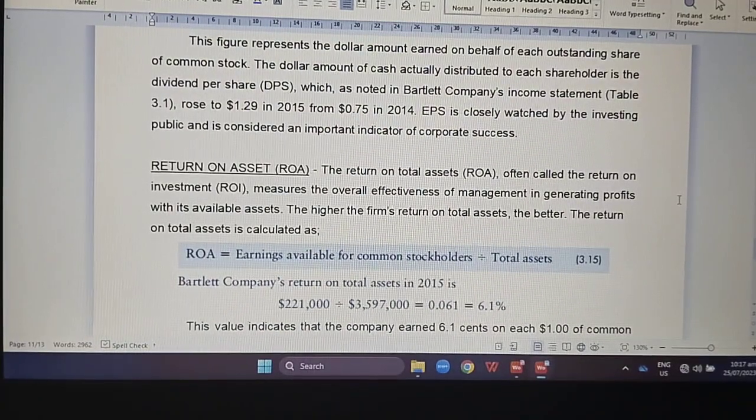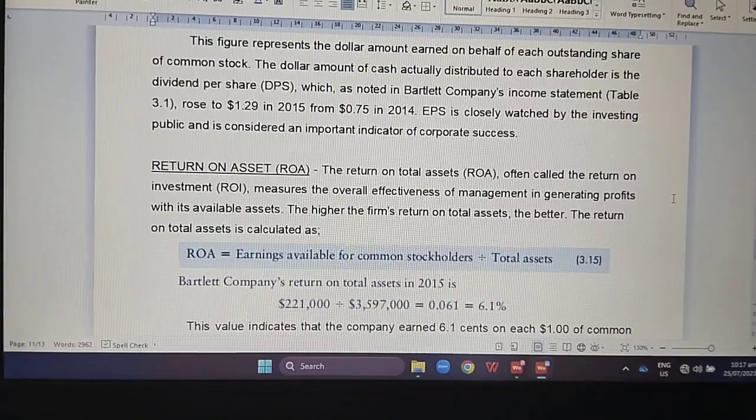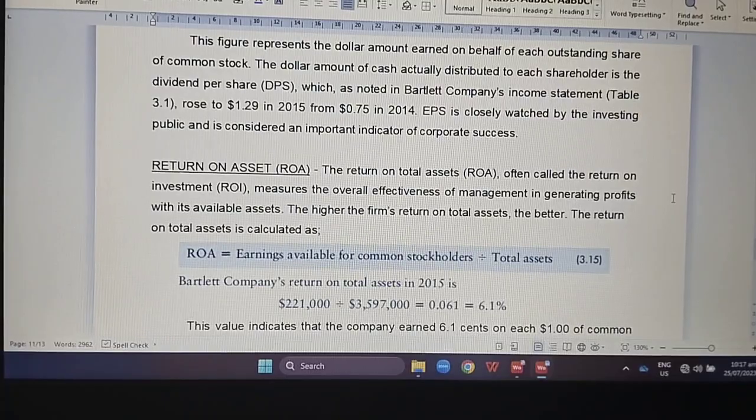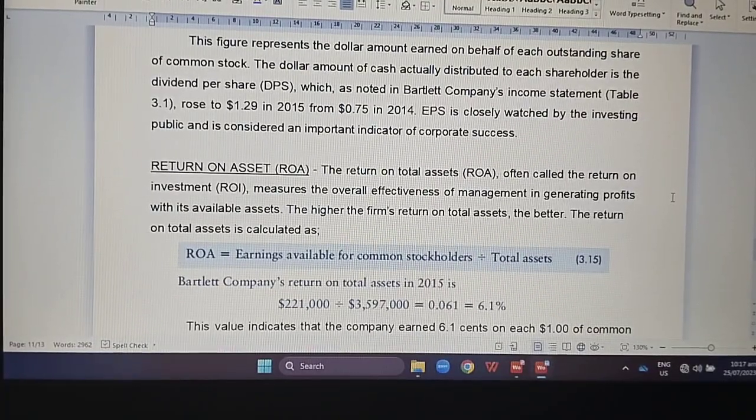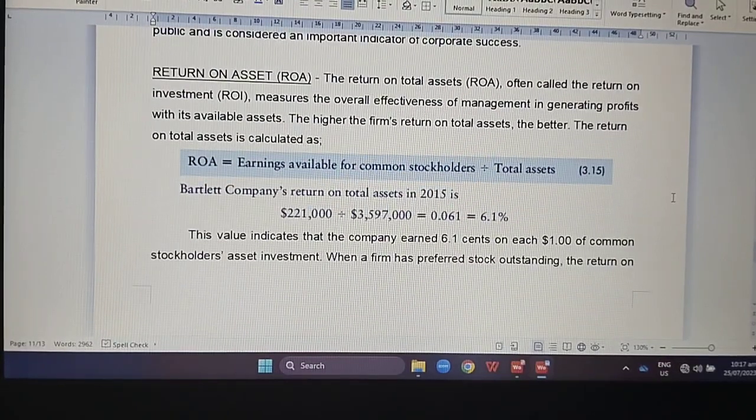Next is the return on assets or ROA. Yan. Na tinatawag din natin na return on investments o ROI. This measures the overall effectiveness of management in generating profit with its available assets. So, ROA o ROI is earnings available for common stockholders divided by total assets. So, ang result is 6.1% based sa ating example. This value indicates that the company earns $6.10 on each $100 of common stockholders' assets investments.